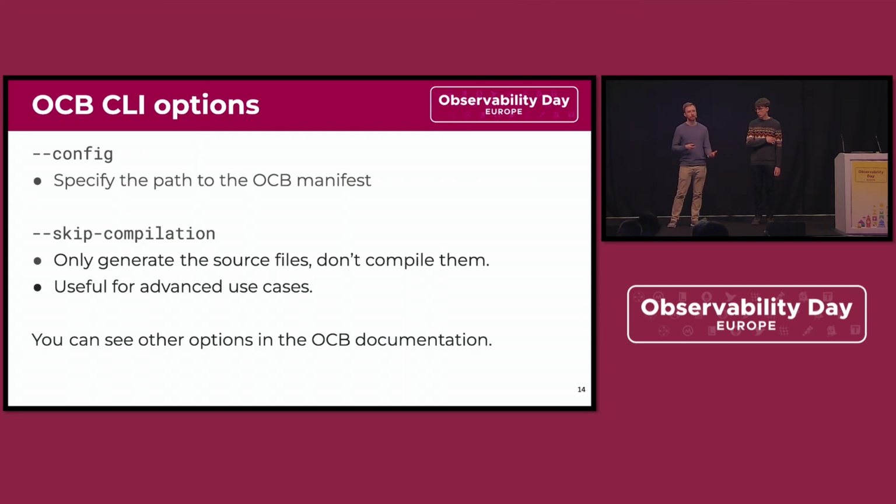Let's say you want to run a sed script and do some minor replacements. This is also possible. There's a skip compilation flag that will just generate the sources. You can do whatever it is that you need with them, and you can build it yourself from there. Again, there's a lot of other options in the documentation, but I think these are the 2 that are the most important to know.